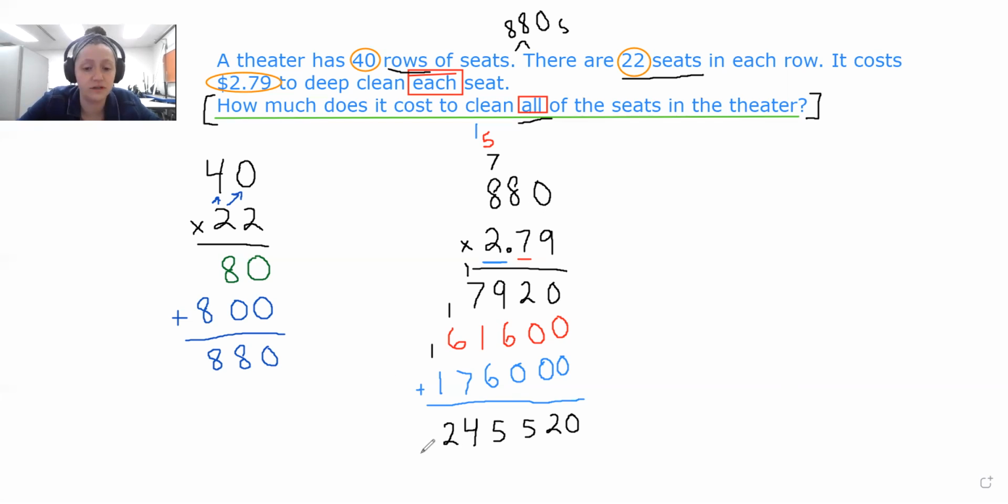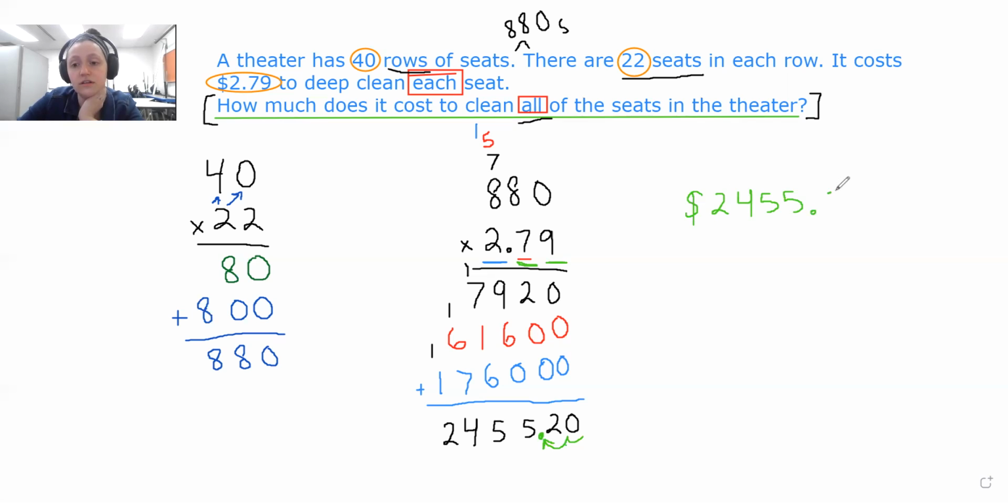In order to do that in a multiplication problem, I have to look and see how many digits or how many numbers are to the right of the decimal in my problem. So in this case, it's 2. So I come down to the answer and I make sure that there are 2 numbers, so 1, 2, to the right of the decimal in my answer. So that gives me a final answer of $2,455.20.